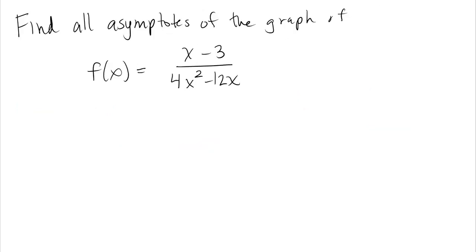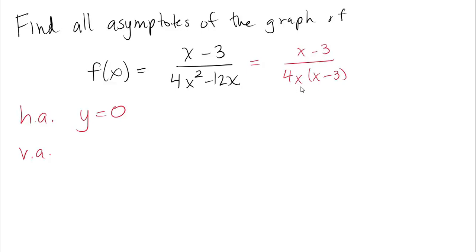I've got one for you to try. Find all asymptotes of the graph of f of x equals x minus 3 over 4x squared minus 12x. The horizontal asymptote is the easier one. The degree of the numerator is smaller than the degree of the denominator, so that's automatically the line y equals 0. To look for vertical asymptotes, we need to get the denominator factored. So we can pull out a 4x and it leaves behind an x minus 3.